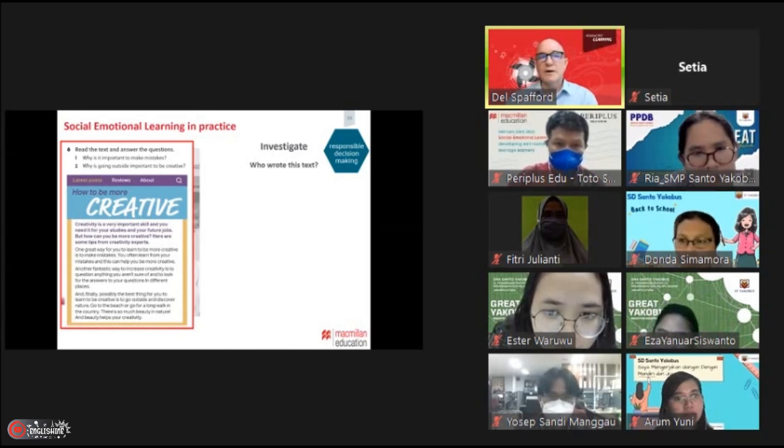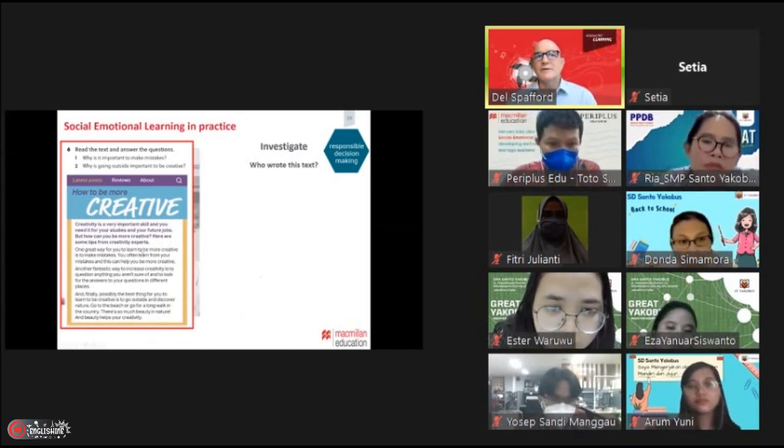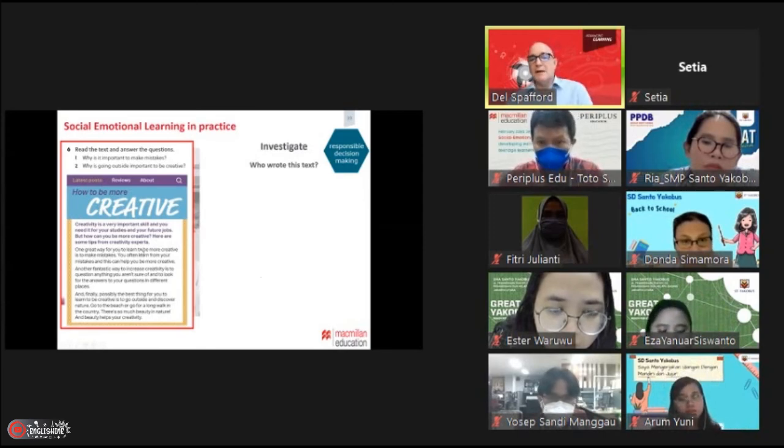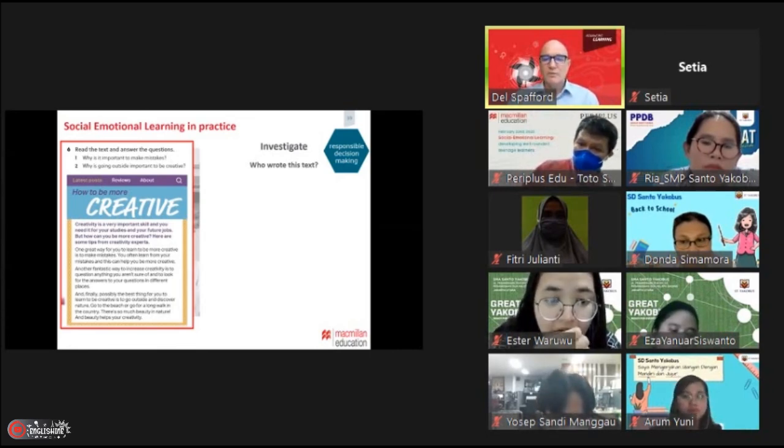And we don't know who wrote the text, right? It's in the book, but we don't really know who wrote it. It says here are some tips from creativity experts. So we could say it's written by creativity experts. That might be an answer. But we might want to find out, really, before we believe something, who actually wrote what we believe.